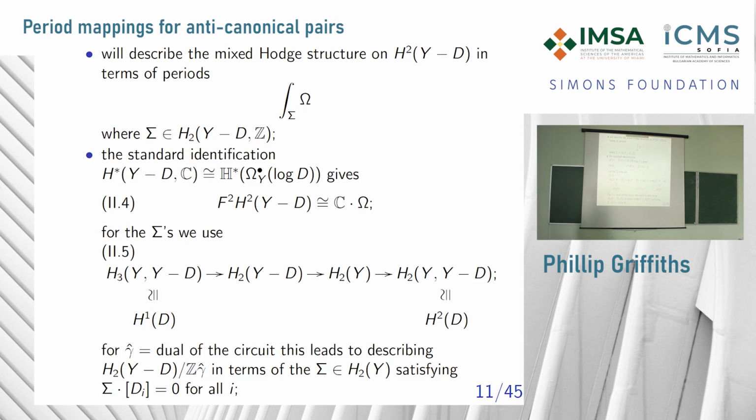For the cycles, you use this homology sequence. And this is the dual of the circuit, etc. What you are looking at are the 2 cycles in here that have intersection number 0 with the D_i's for all i's. So those are, if you like, the 2 cycles that live on Y and can be pulled away from D in homology.